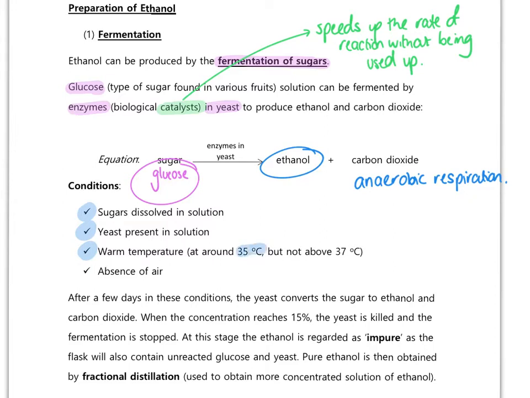We need it to be around 35 degrees C for optimum production, but we don't want it to be above 37 degrees C. Can you think why that might be? Why might we not want it to be above 37 degrees C? Well, that's because we're relying on the action of these enzymes in the yeast, and above 37 degrees, the enzymes in the yeast would be denatured.